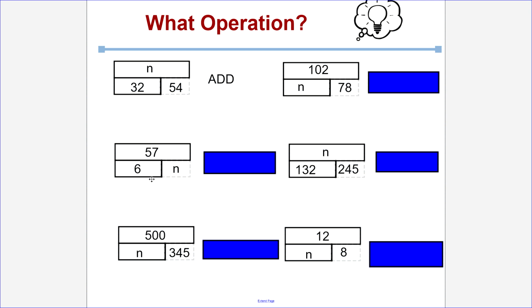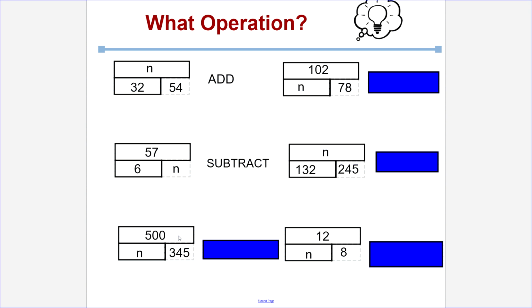Now look at the next problem below it. In this problem, 57 is the greater amount, 6 is the lesser amount, and the difference is unknown. It's n. Would we add or subtract to solve this problem? You're right. We would subtract to solve this problem with a missing difference, because the greater amount minus the lesser amount equals the difference.